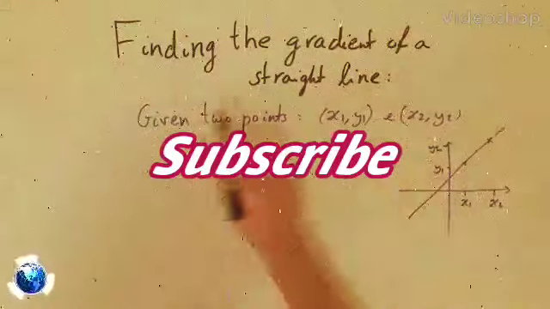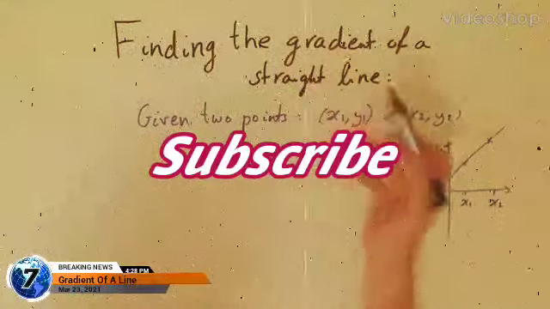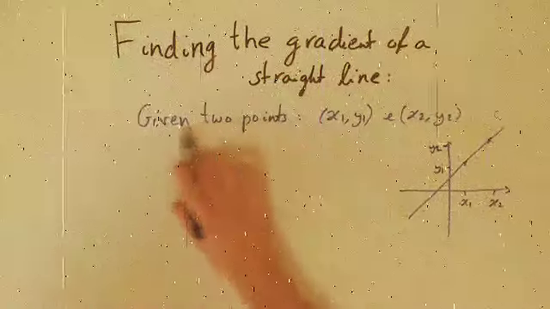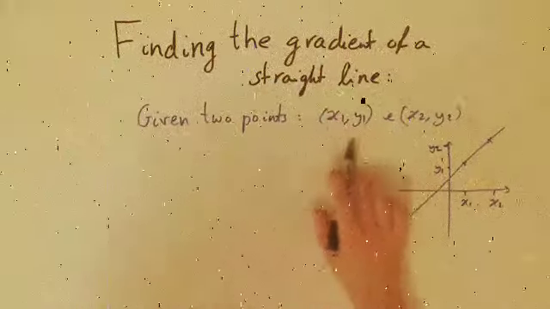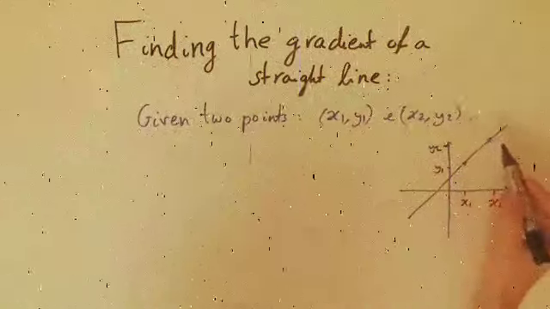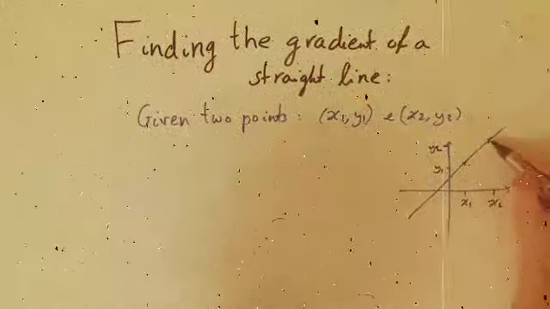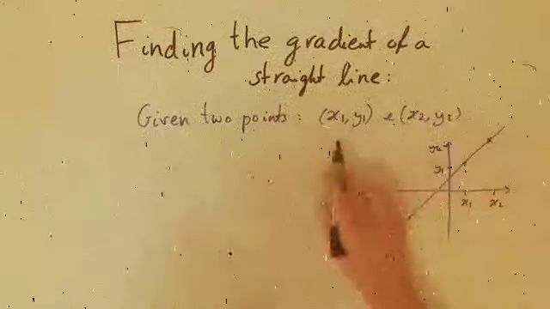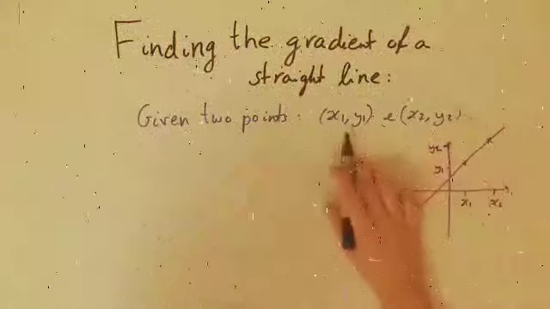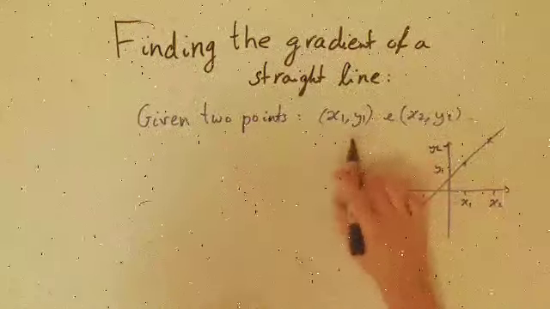Okay, so today we're going to be looking at how to find the gradient of a straight line. And the problem is set up like this. We are given 2 points, so I've written the general case out, x1, y1 and x2, y2. And we want to find out the gradient of the straight line that passes through these 2 points. So we don't actually know what the equation is, but we do know the values of 2 different points.